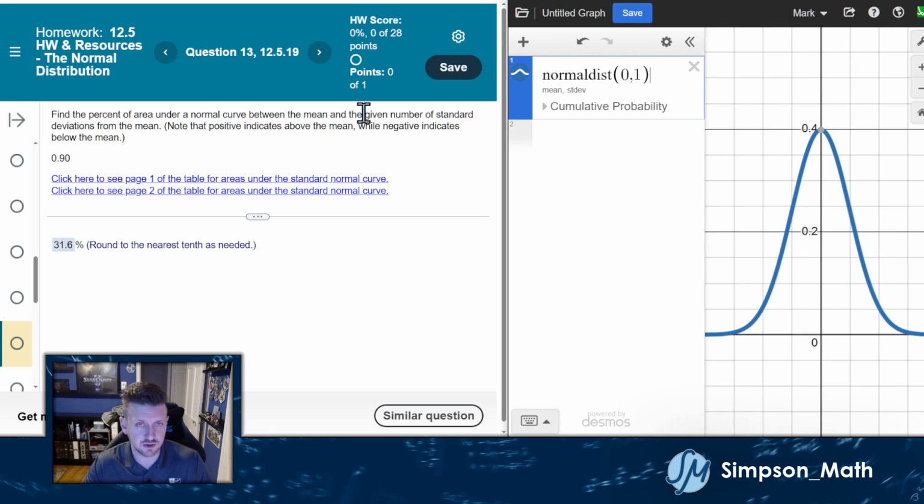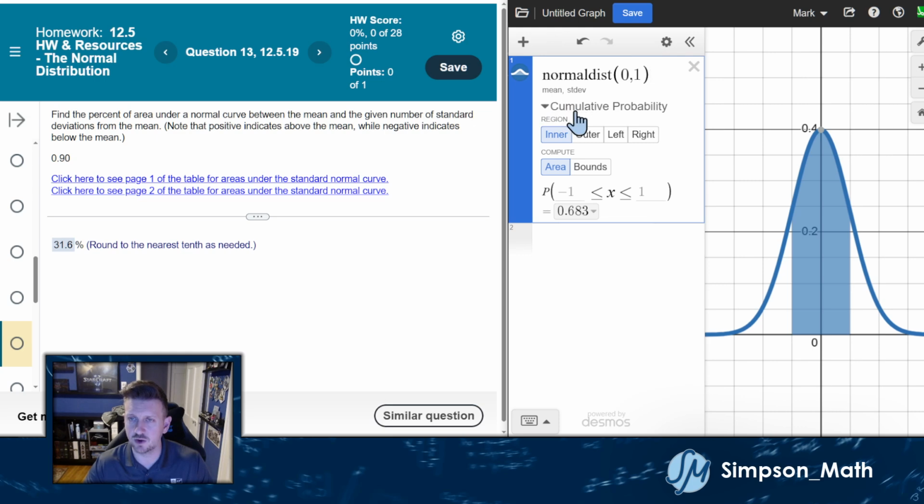We're just using z-scores. I know I'm using z-scores because it says in the given number of standard deviations from the mean. So since it's giving me a positive 0.9, that is 0.9 standard deviations above the mean. Therefore I'm using z-scores, mean of 0, standard deviation 1. I'm going to toggle open our cumulative probability. We are looking for an inner area between a mean of 0 and 0.9.